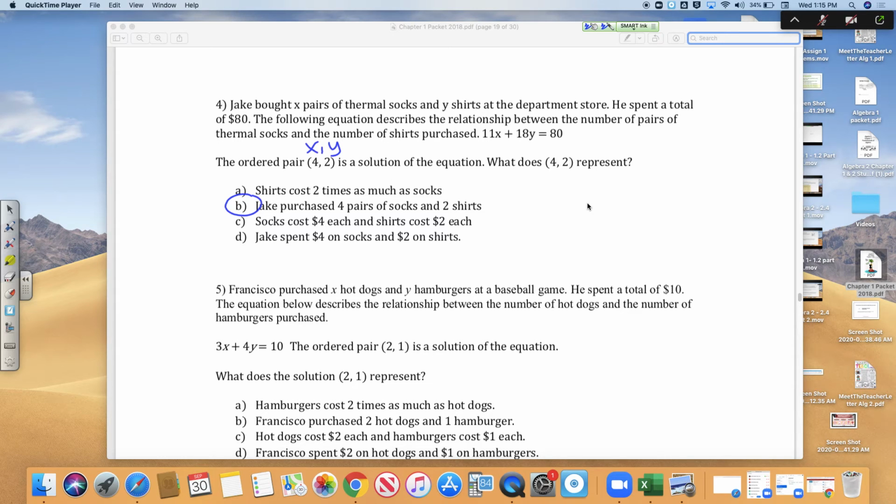Similar to that question, the next one's very similar in that now we're just talking about hot dogs and hamburgers. So X is hot dogs, Y is hamburgers. So the solution (2, 1) would be 2 hot dogs and 1 hamburger. So that would be B.